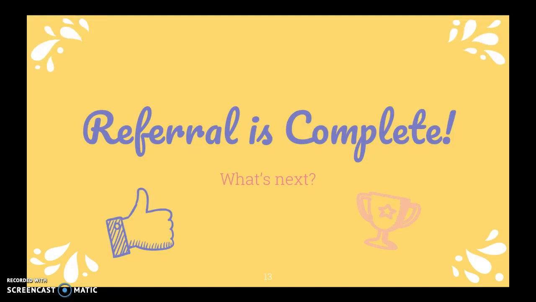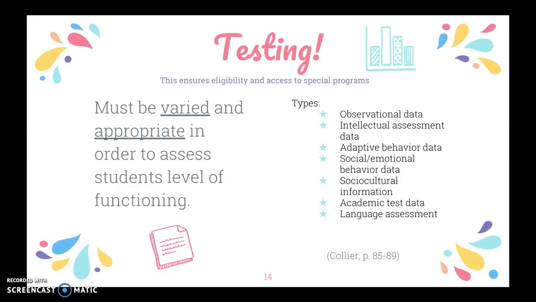The referral is complete. What's next? Up next is testing. This ensures eligibility and access to any and all special programs. This testing must be varied and appropriate in order to assess the student's levels of functioning. So some types are observational data, intellectual assessment data, adaptive behavior data, social and emotional behavior data, sociocultural information, academic test data, and a language assessment.